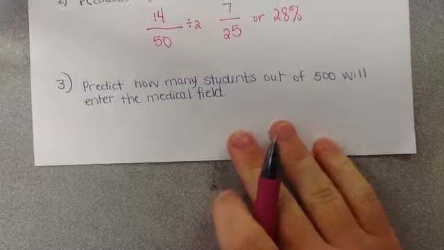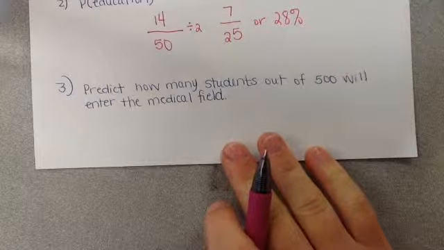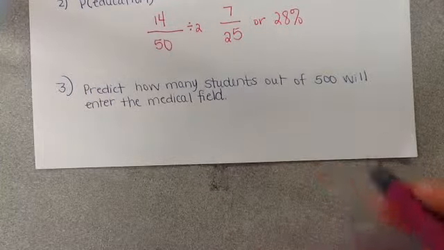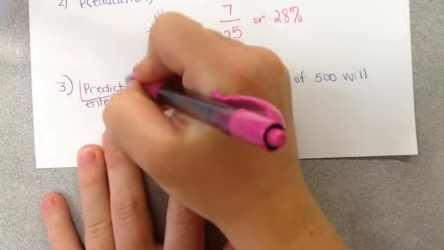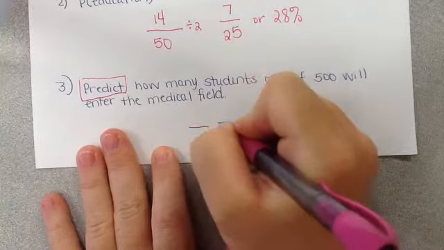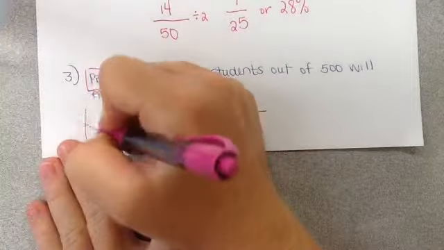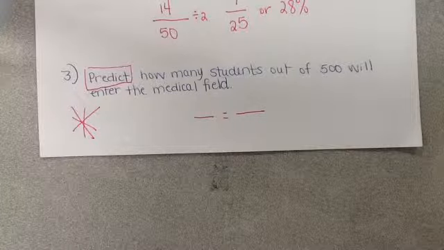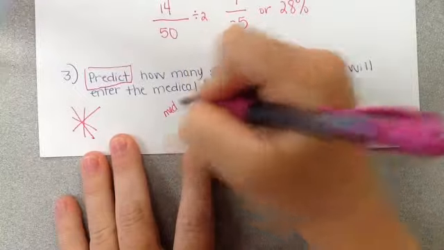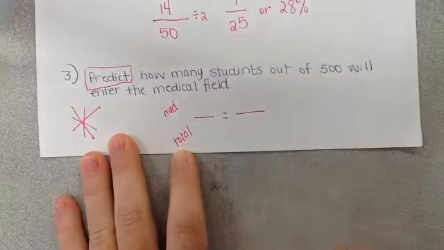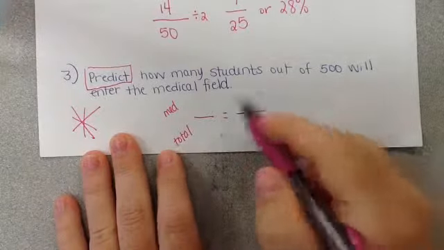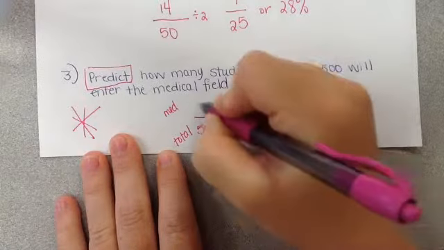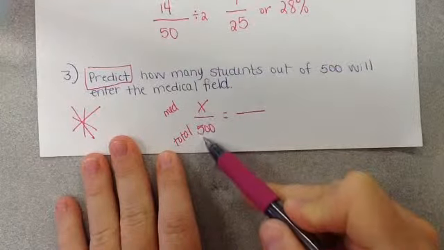The next one is where our prediction comes in. Predict how many students out of 500 will enter the medical field. Okay, so I need to set up a proportion. Anytime you are making a prediction, we need to make a proportion. This is going to be a problem that you really need to pay close attention to because you'll have a lot of these. So I have medicine or medical out of the total. Do we know how many yet out of the 500 total? I have 500 total. Do I know how many will be medical? No. We're not sure how many out of 500.